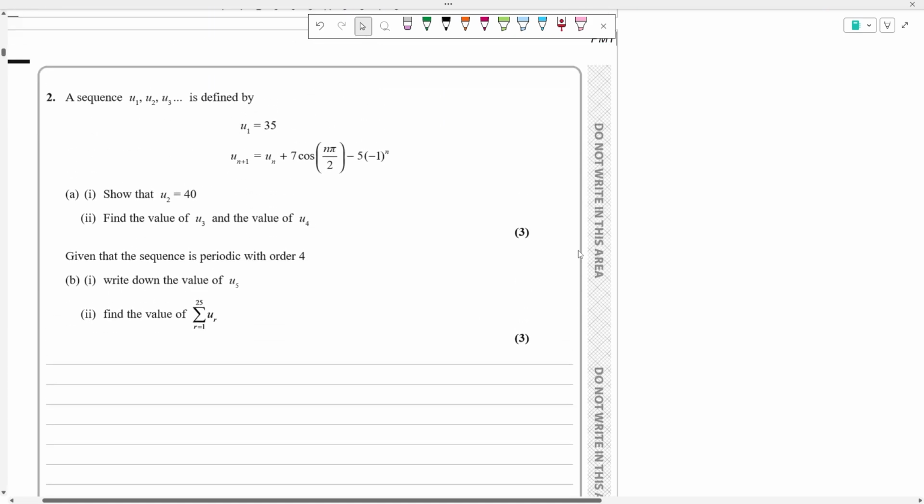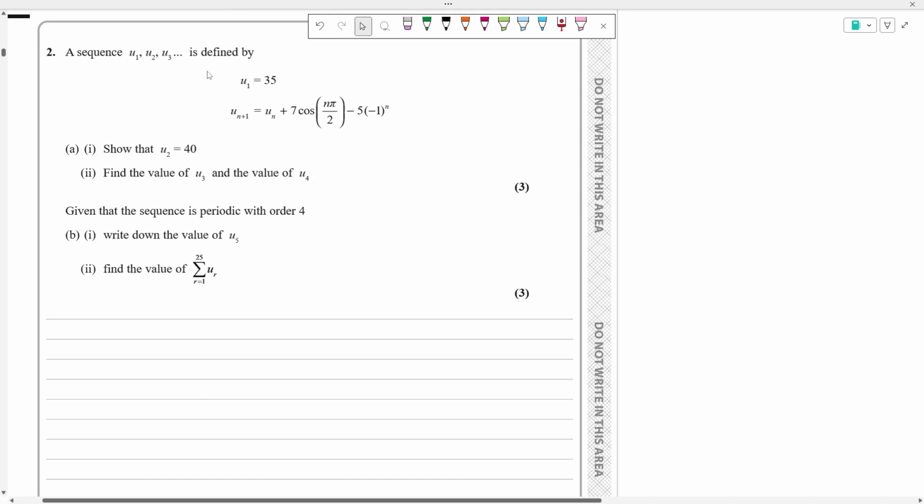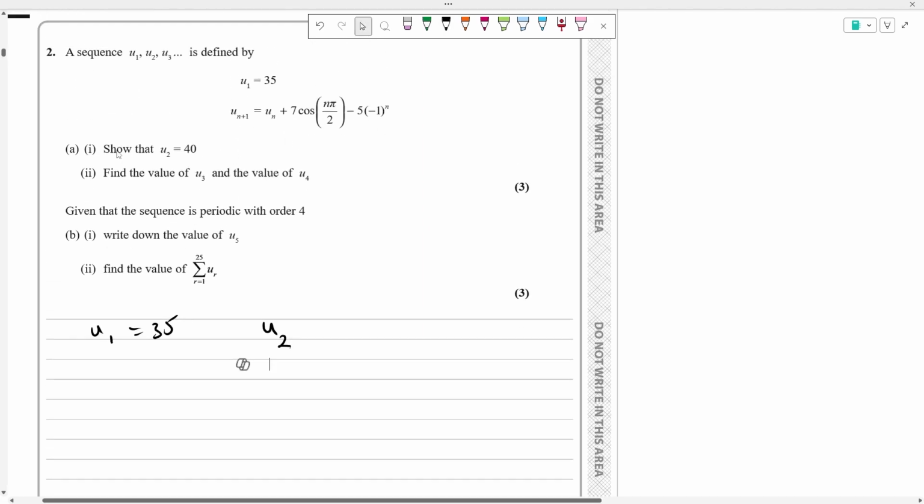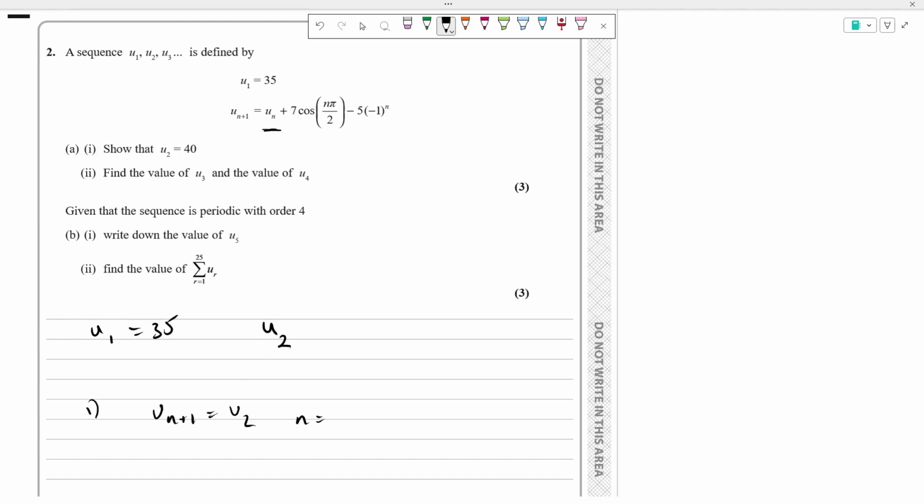Question 2. A sequence u1, u2, u3 is defined by the following. We've got u1 is equal to 35, and then we've got this mess here. Show that u2 is equal to 40. If we know that u1 is equal to 35, and we're trying to work out u2, let's use this formula for part I. Now, if u n plus 1 is equal to u2, that means that n has to equal 1. So this part here must be 35.